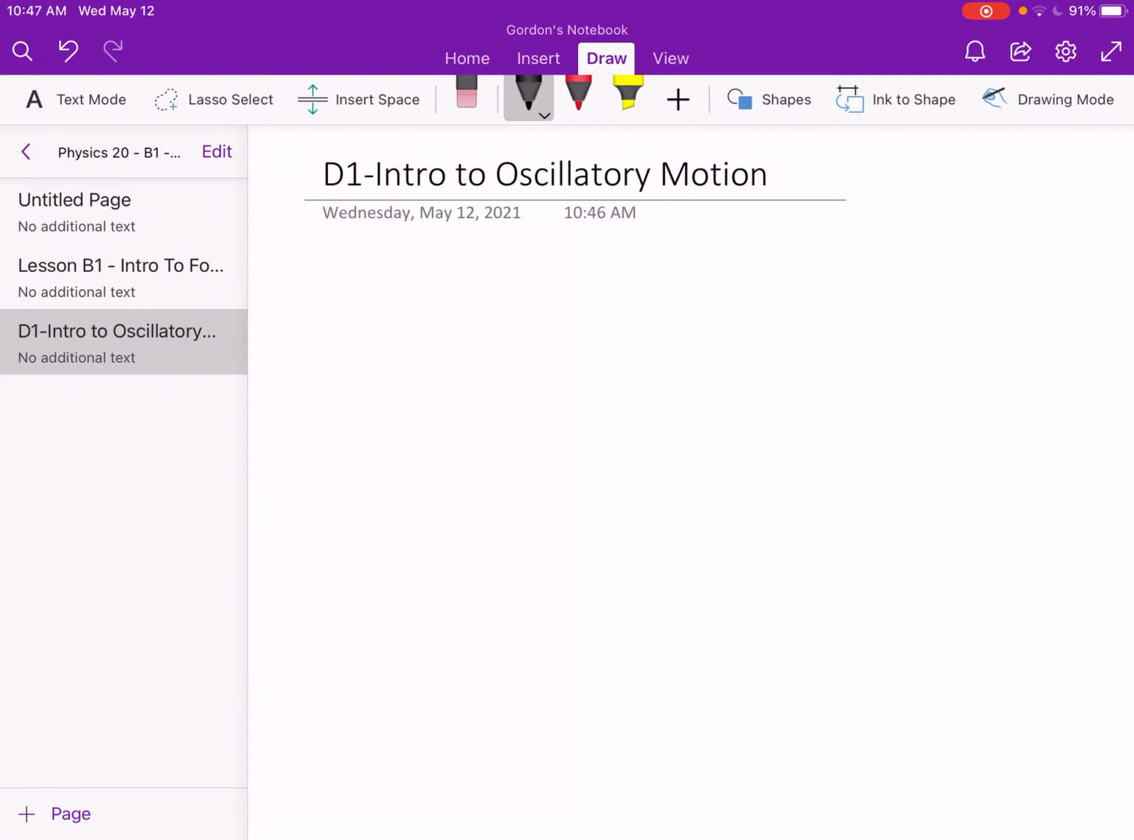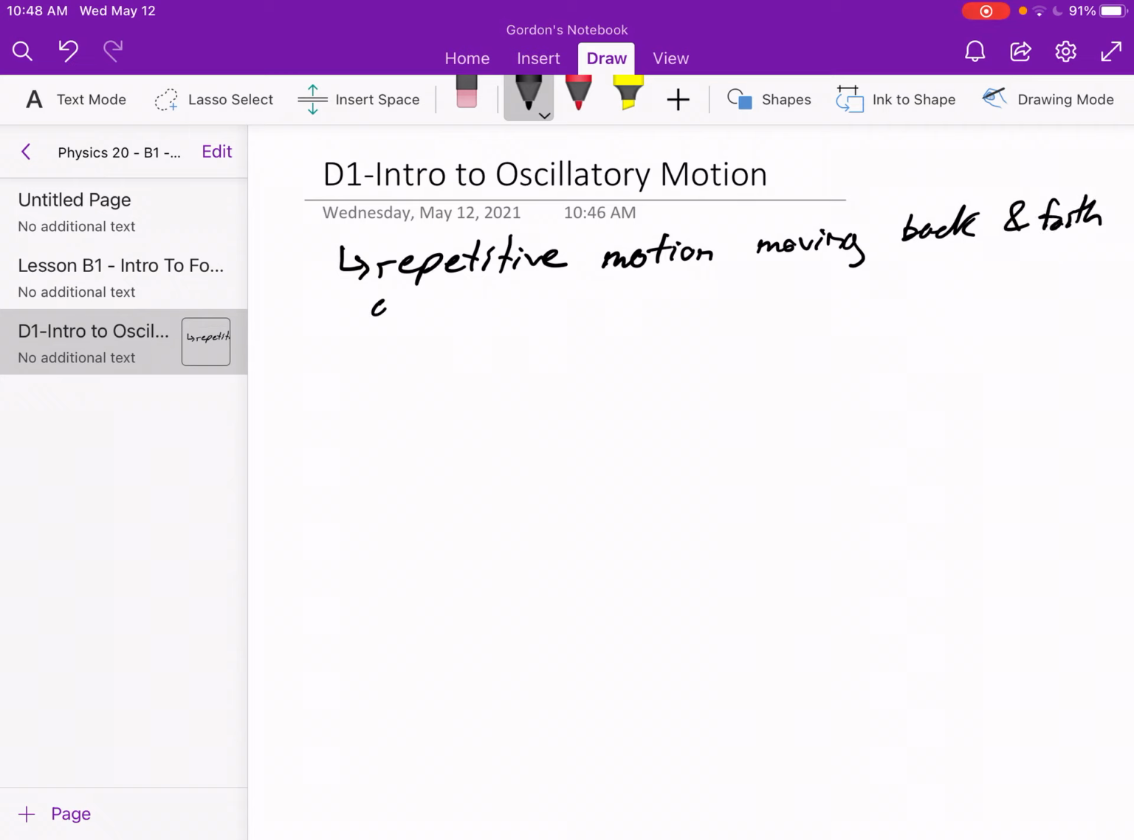So like I said, we're talking about oscillatory motion in this topic. Oscillatory motion is defined as some sort of repetitive motion that is going back and forth across an equilibrium point. And there's several different examples of what sort of oscillatory motion we see.